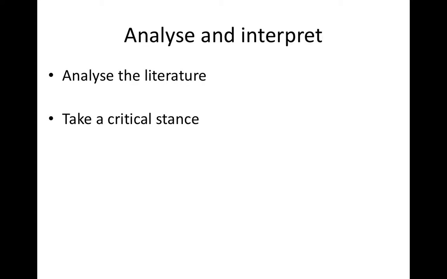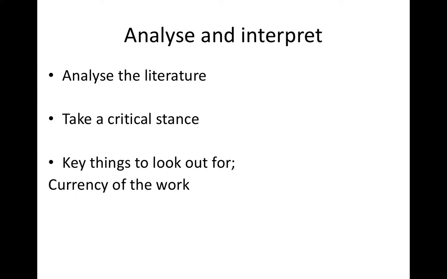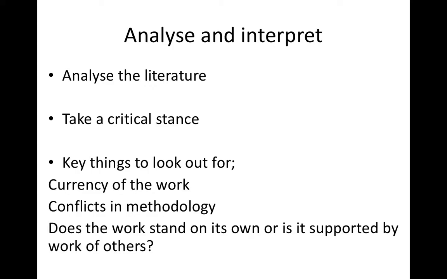But what if there was a study out there that had 30,000 people? Does that give that study any more weight? Well, it might do. You might want to argue that. So key things to look out for also are the currency of the work. That means, is it up to date? When was that bit of research done? Was it done in the 1980s, or was it done in 2017? You're looking for conflicts in methodology. Why have they done things differently? Was that the best way to do it? Who had the better option? And does the work stand on its own, or is it supported by the work of others? Yeah, I've covered that a wee bit.